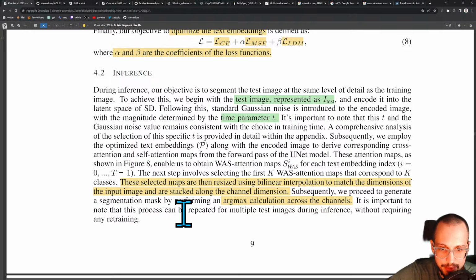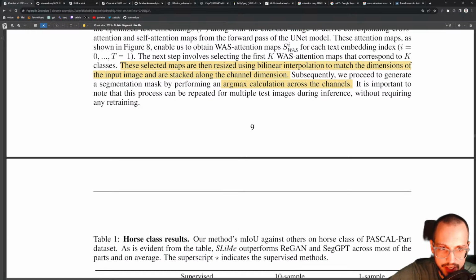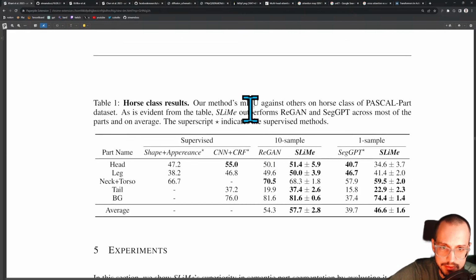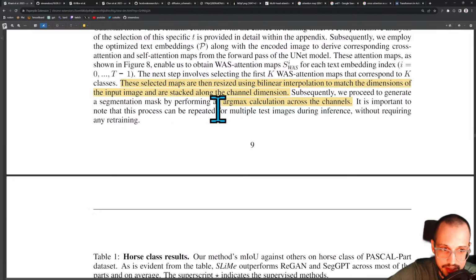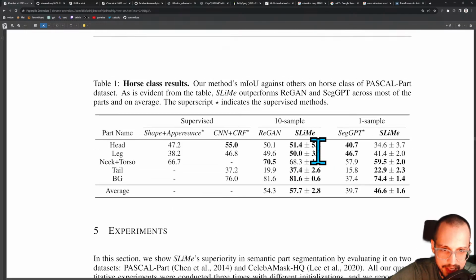Important to note that the process can be repeated for multiple test images without requiring any retraining. They don't really give us an idea of how long this takes, though. You know, it would have been nice. Maybe they give it down here. Horse class. Our methods mIoU against others on a horse class of Pascal part dataset.